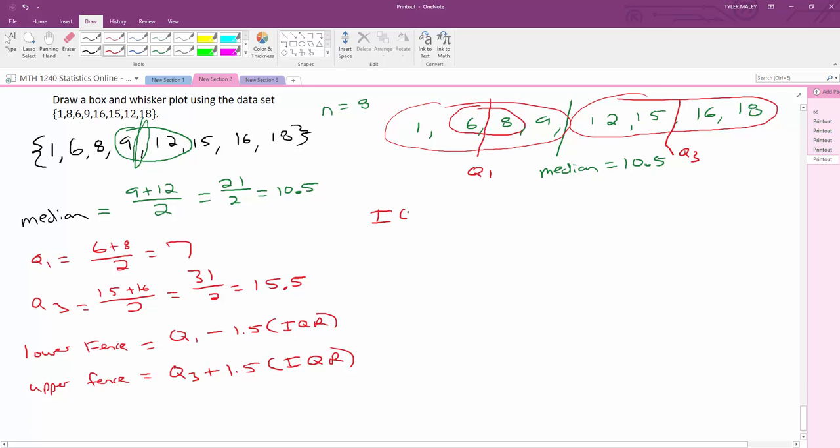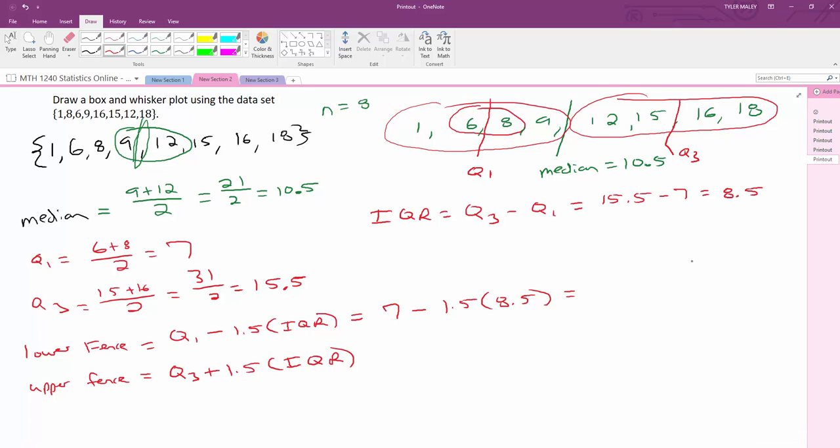So my IQR, my interquartile range here, is going to be Q3 minus Q1, which would be 15.5 minus 7. So 15.5 minus 7 is 8.5. Right? So to find the lower fence, I would take 7, subtract off 1.5 times 8.5. So we do some arithmetic here. We get negative 5.75.